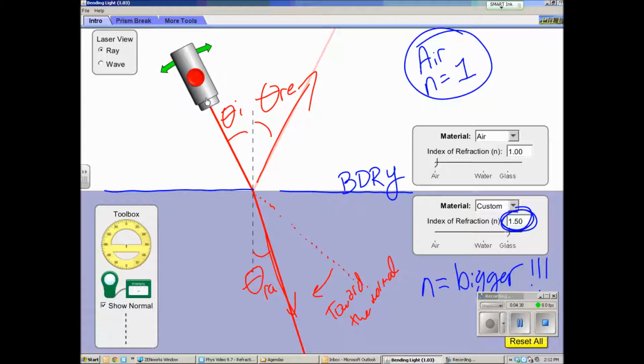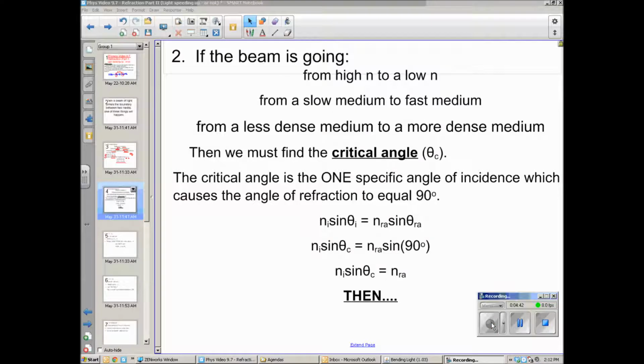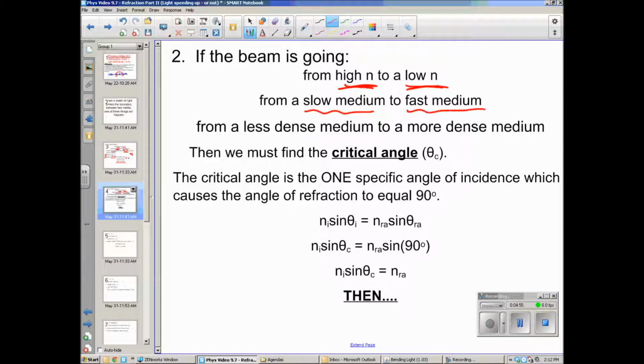Okay, so let's move on. Now the question becomes this. What happens if we go the other way? What if we go from a high index of refraction to a low index of refraction? In other words, from a medium where the light is going slowly to a medium where the light goes faster. Or from a more dense medium to a less dense medium. Again, all three of those mean the same thing.